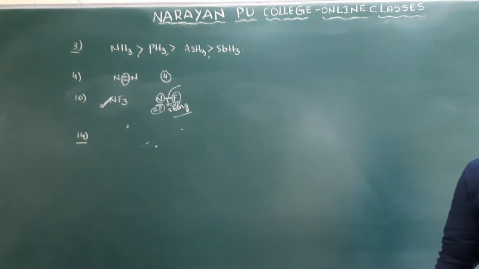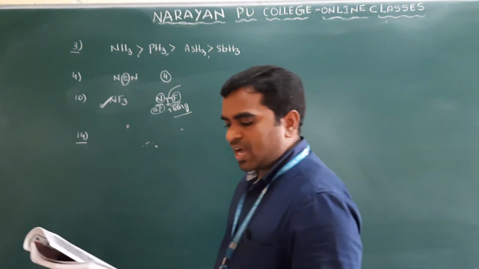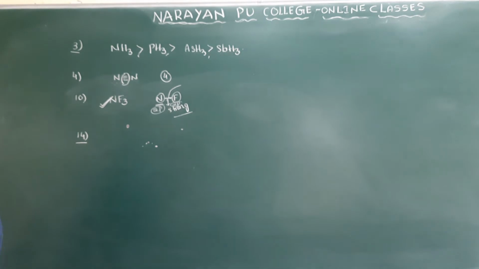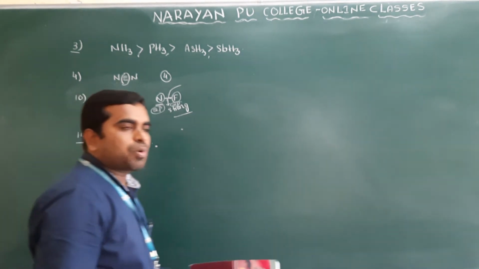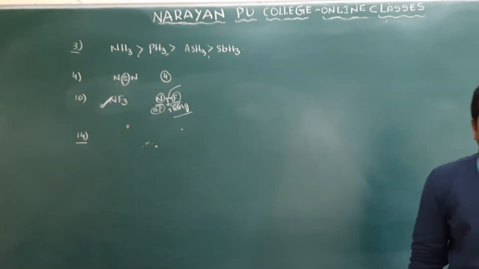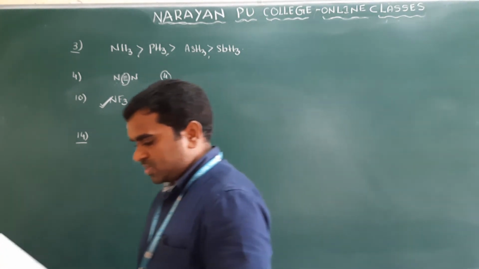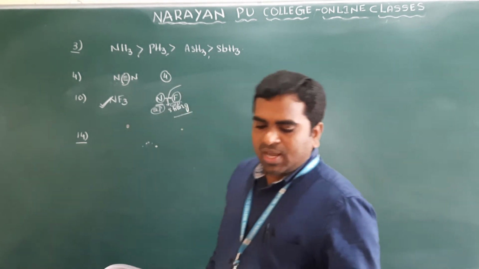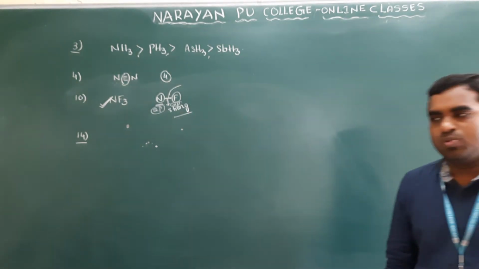Clear? So which of the following properties of white phosphorus are shared by red phosphorus? It means they are asking which property is similar for red phosphorus and white phosphorus. See now here, in this case what happened? It dissolves in CS2. Clear?